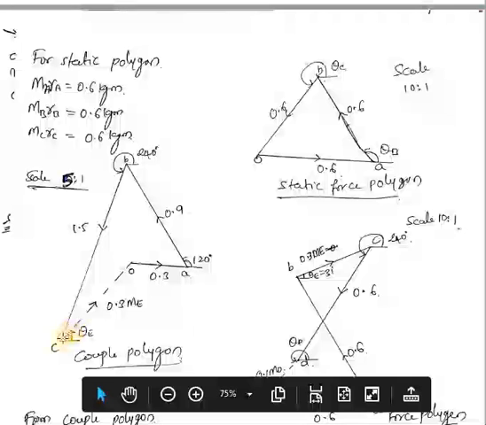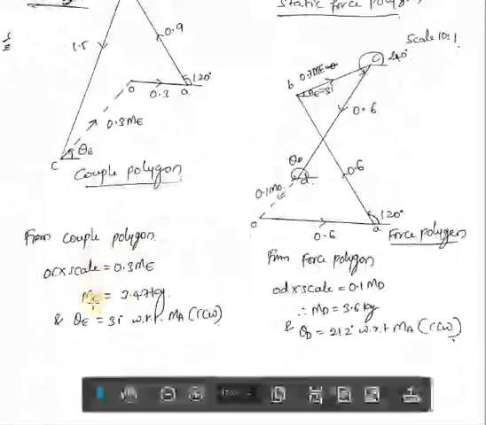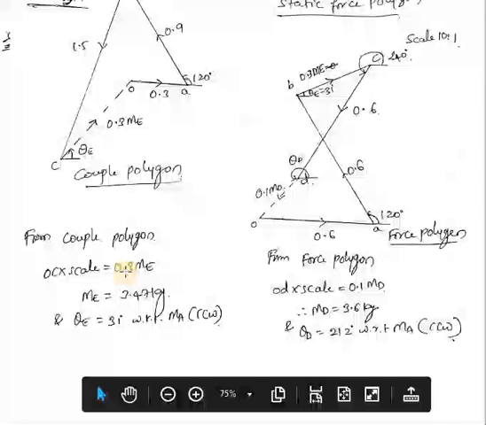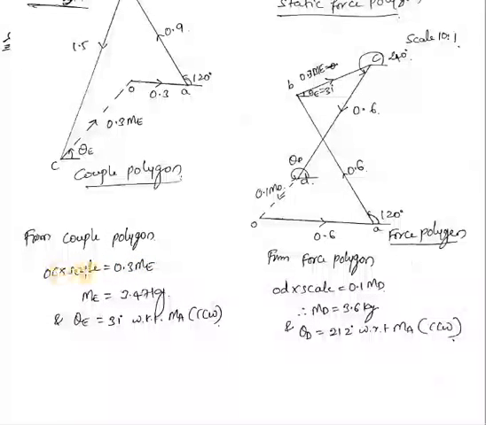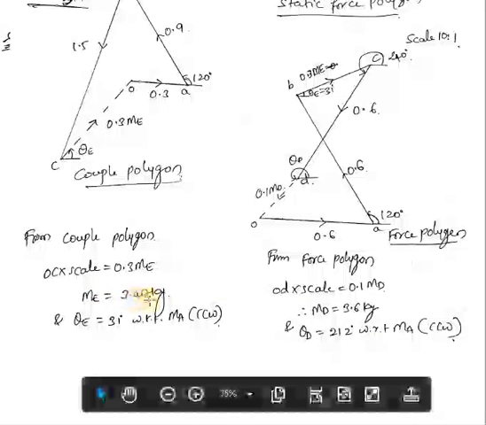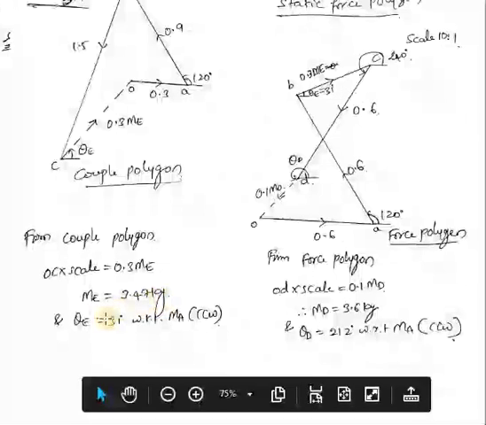And whatever the distance between C and O, the length of this C to O, should be equal to 0.3 ME, and the angle with the reference plane, that is the horizontal plane, is going to be theta E. So from this polygon, OC into scale should be equal to 0.3 times ME. When you substitute the length and scale, you will get ME as 3.471 kg and theta E as 31 degrees with respect to MA.